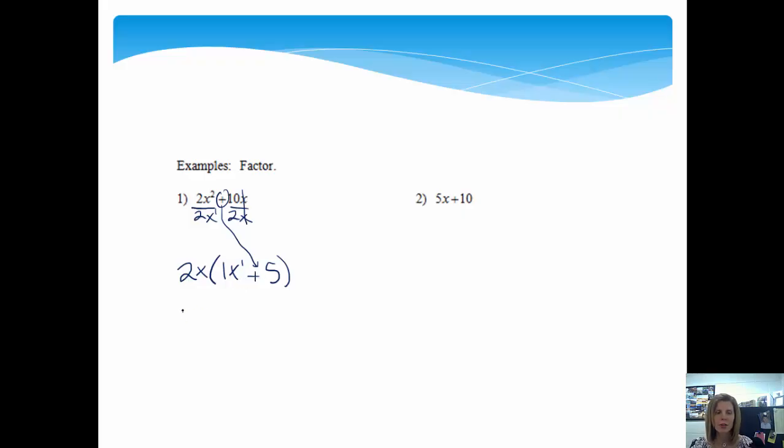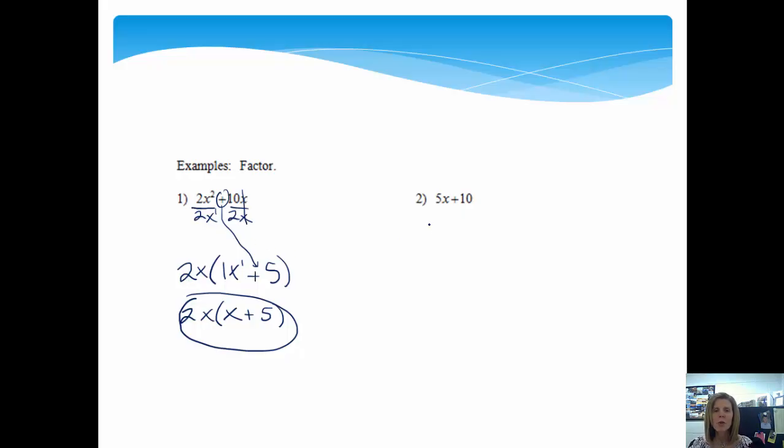The one thing that I'm going to do to rewrite it, I'm going to write 2x. We generally don't put the 1's in the answer, so I'm not going to do that either. So this will just be x plus 5, and that would be my answer. If you were to multiply that back out, you would end up with what we started with, so that's a nice way to check to see if you did it right.